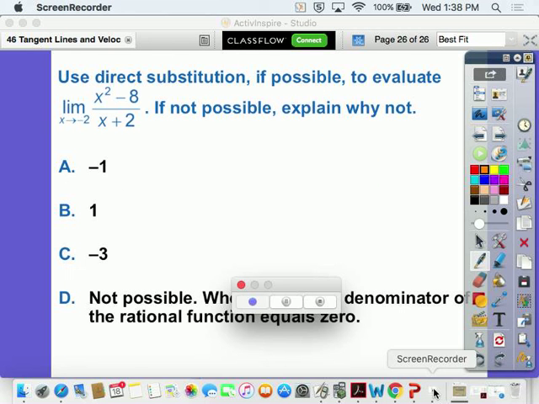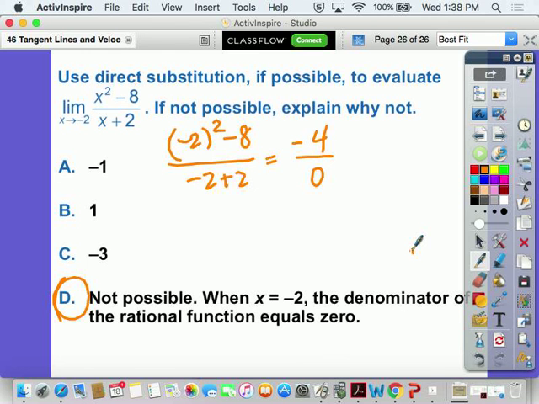The last one. And for this last one, when you plug in -2, you end up getting -4 over 0. This is what I was referring to, is that when you actually plug in and you don't get 0 over 0, but some other number over 0, that means the limit does not exist, which means this is not possible to do.